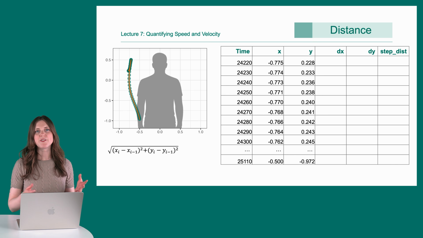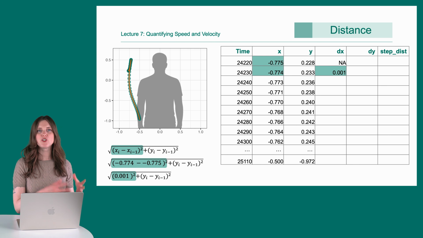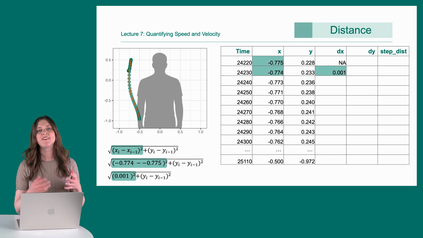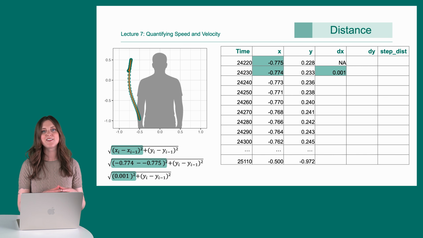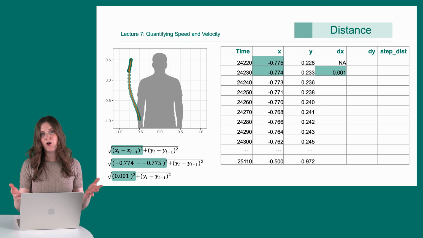Let's look at an example together. We're going to calculate the distance between the second time point and the first time point. At time point 2, the X position is at negative 0.774. At the previous time point, the X position was negative 0.775. If we take the difference between these two X positions, we see that the distance on the x-axis was 0.001 units, obviously a very small movement.